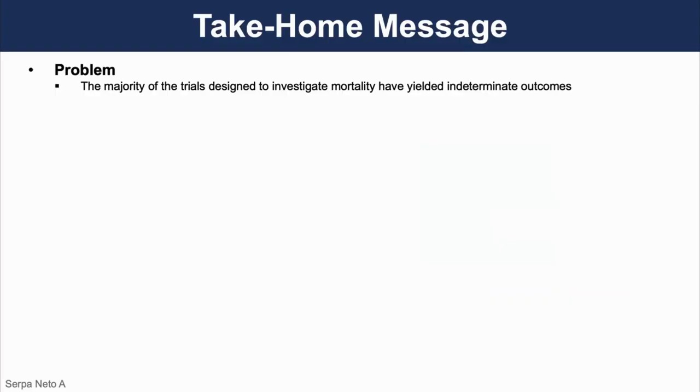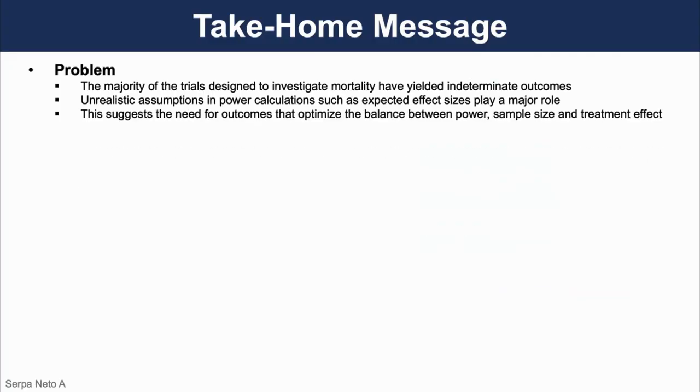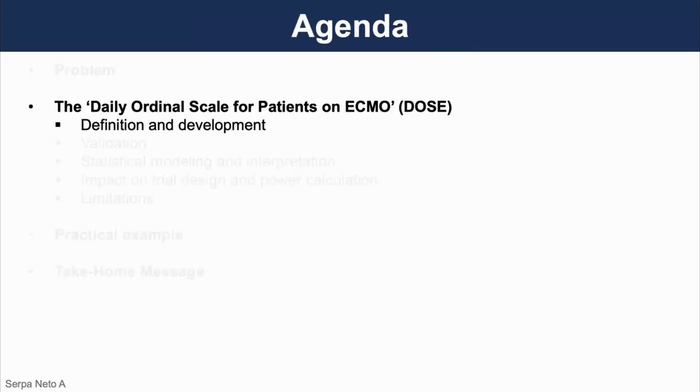So the problem is that the majority of our trials are designed to investigate mortality, and most of the time they end up with indeterminate or neutral outcomes. Unrealistic assumptions in power calculations, especially in the effect size, play a major role in this. So this also suggests that we need different outcomes that can optimize the balance between power, sample size, treatment effect, and clinical relevance. So what is the DOSE outcome?